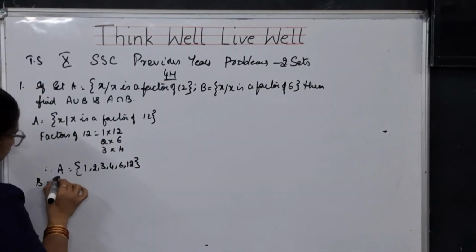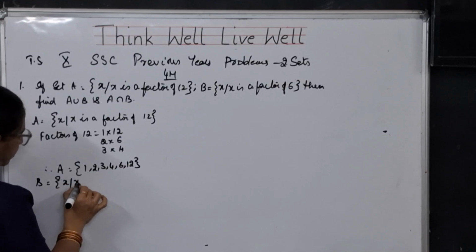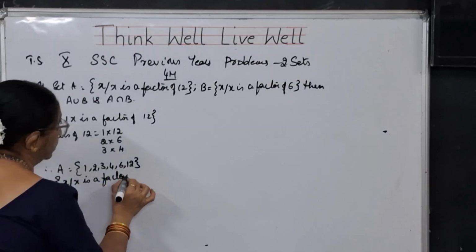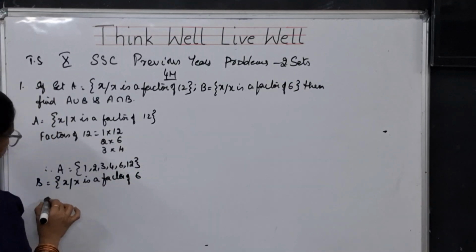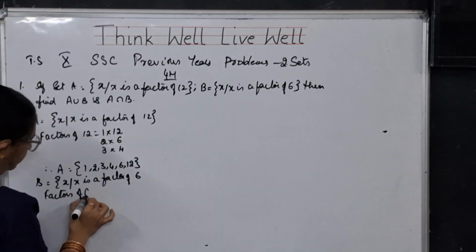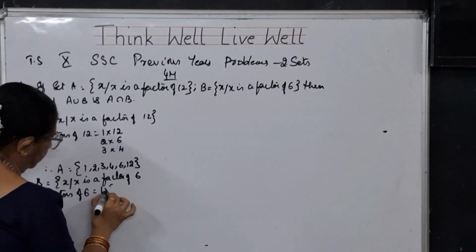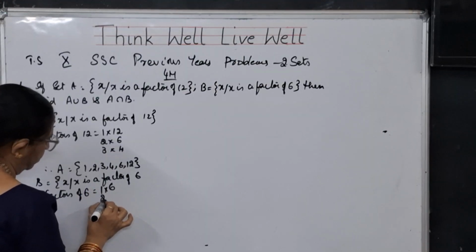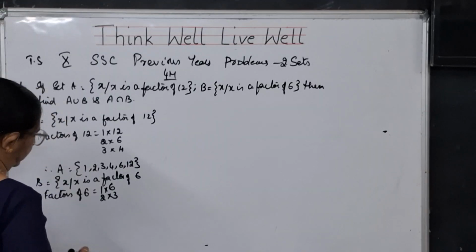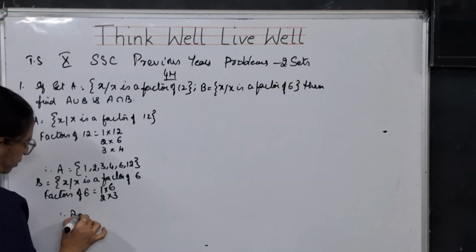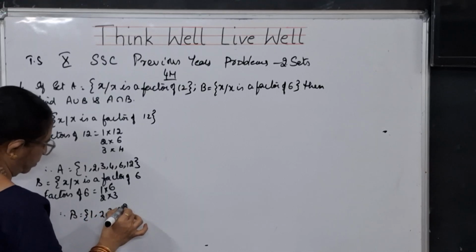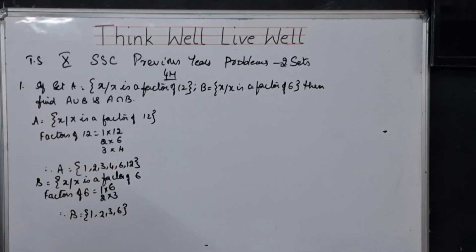Now set B. What is set B? X is such that x is a factor of 6. So let us write factors of 6. So we can say 1 6 are 6, 2 3 are 6. That's all. You don't have anything else. Therefore, B is equal to 1 2 3 6. So you have got A and B.